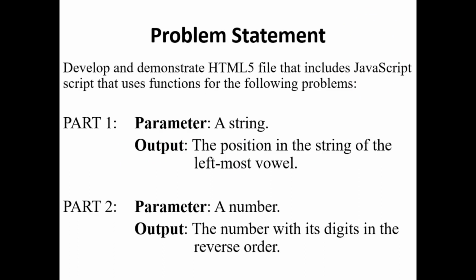Let me explain the problem statement at the beginning. The entire problem has two parts. In one part, the input will be a string. You have to receive the string and find the position of the leftmost vowel present in the string. In the other part, you have to receive a number from the user and reverse the number in terms of digits. This is the simple problem statement, and we have done these two programs in different programming languages like C. Here we are combining both the concepts and writing an HTML program with the help of JavaScript.